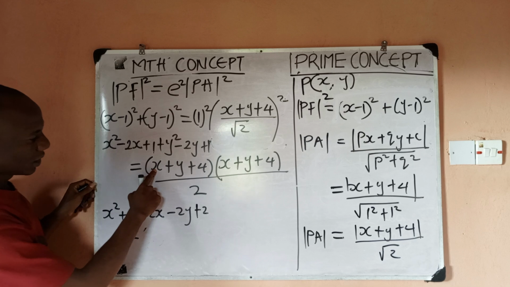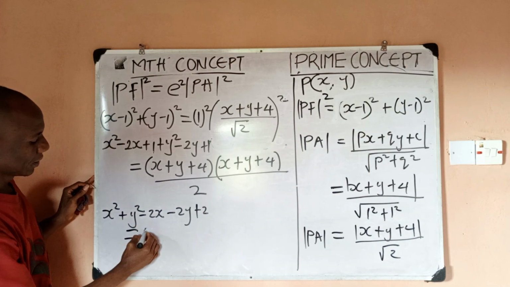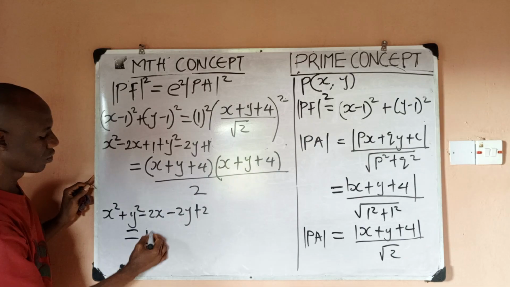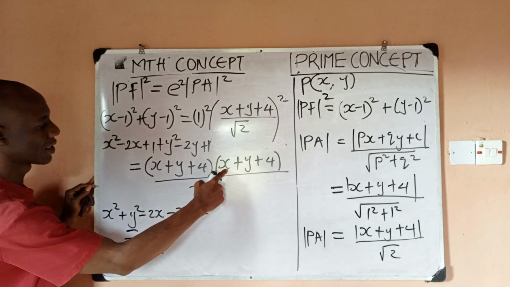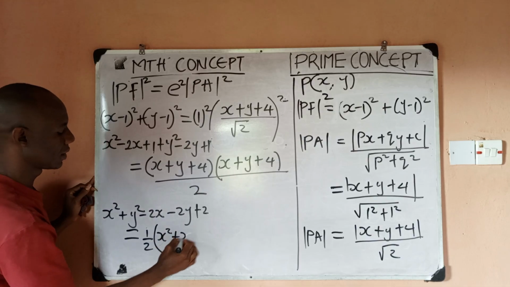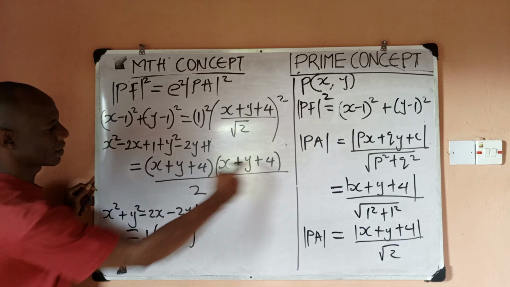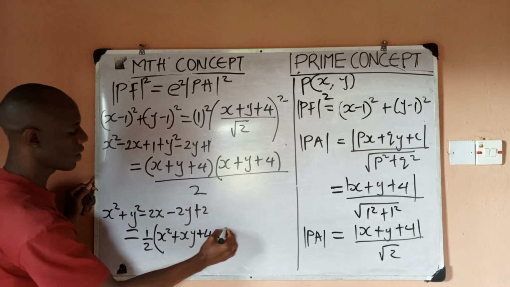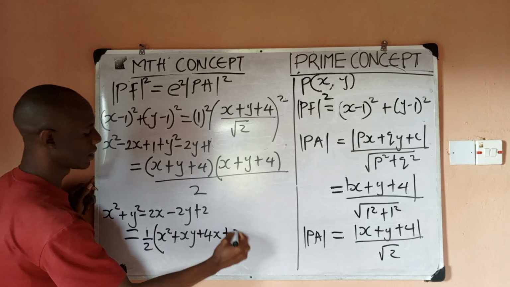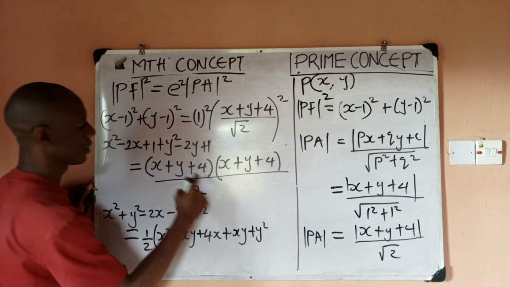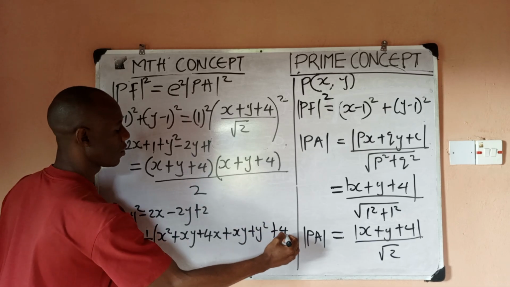So this would give me x times x, with 1 over 2 here. Let me put it in bracket. So x times x is x squared. x times y is xy. x times 4 is 4x, right? I'm done with x, so I'll go for y. y times x is xy. y times y is y squared. y times 4 is 4y.